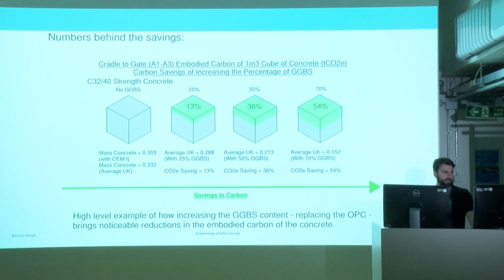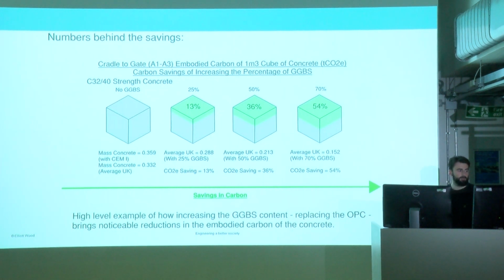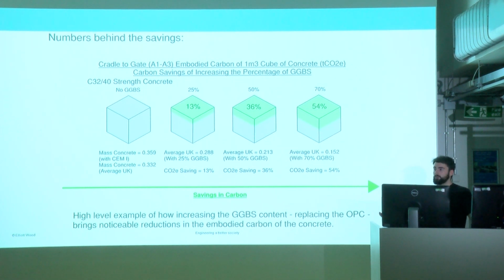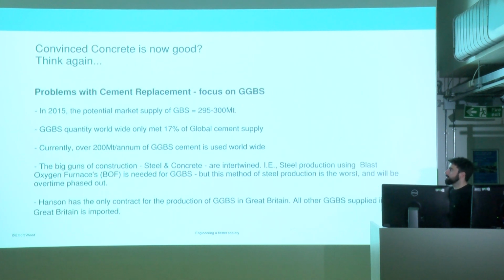And we've done a study as well, looking at the numbers behind the savings. If we look at a cube of C32/40 strength concrete, which I know goes over the heads a little bit, but that's the most commonly used concrete in the industry. You add 25% GGBS, you see a 13% carbon saving. You add 70%, you're seeing a 54% carbon saving. So why aren't we putting more GGBS and PFA in? It's fantastic, it's saving us carbon. Well, think again.